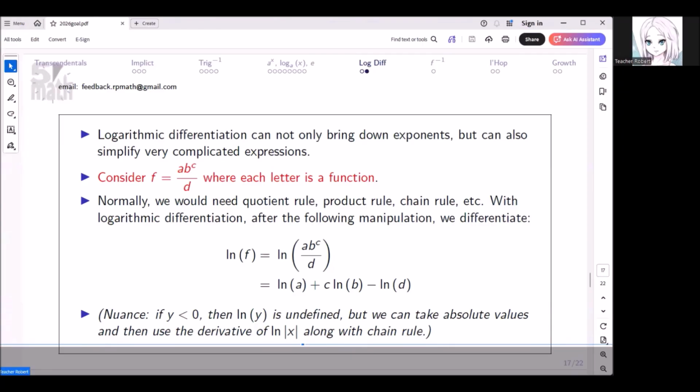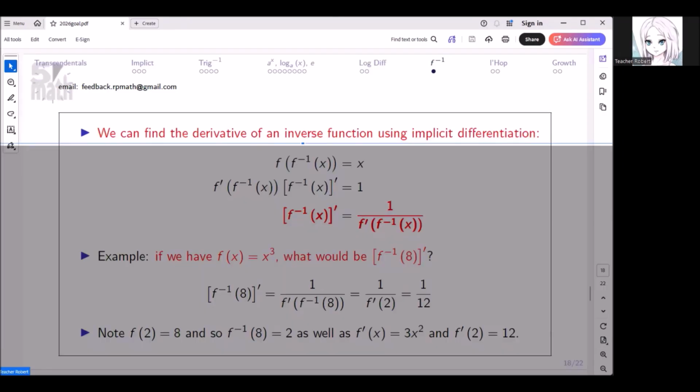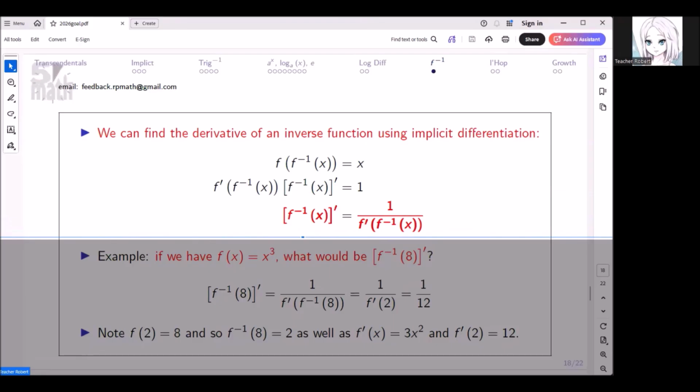Nuance. If y is less than 0, then ln y is undefined, but we can take absolute values and then use the derivative of ln absolute value x along with chain rule. We can find the derivative of an inverse function using implicit differentiation. We have the following.